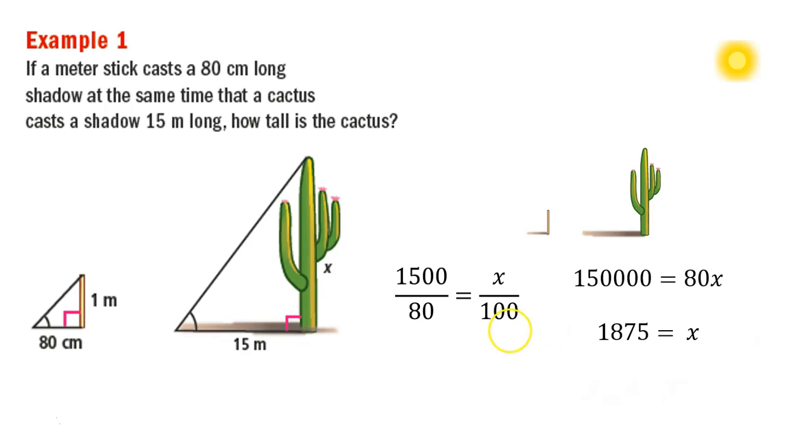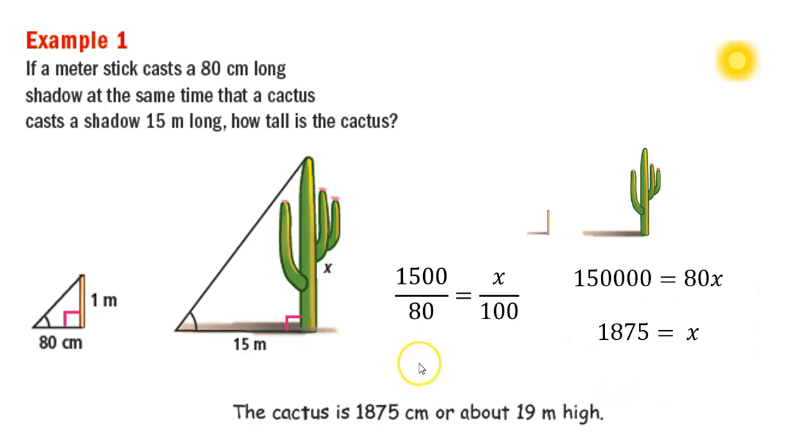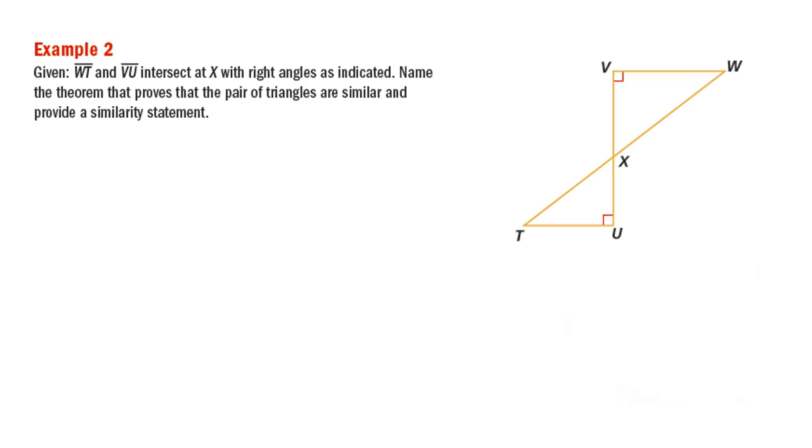So how tall is the cactus? Well, it's going to be 1,875 centimeters, or about 19 meters high, because 1,875 centimeters is almost 19 meters. So that's how we solve those problems in terms of similar triangles with respect to two angles, knowing they're the same, setting up the proportions and the ratios equivalent to represent a proportion, and solving for a missing value there. One more example here.